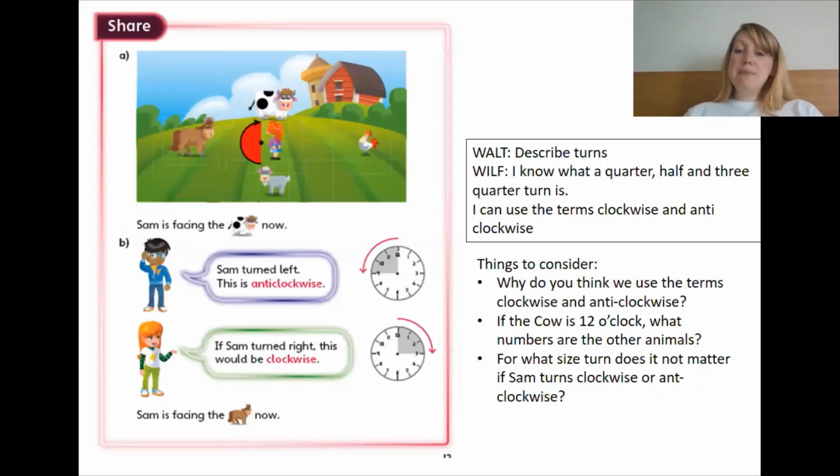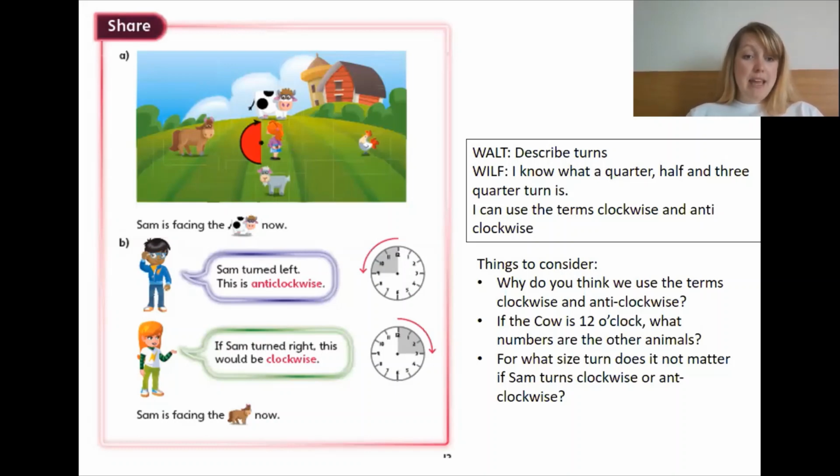So to be successful today, you're going to know what a 1/4, half and 3/4 turn is. And you're going to be able to use the terms clockwise and anti-clockwise instead of left and right turns. So of course here you can see that in question A, if Sam does a half turn, she will then be facing the cow. And because it's a half turn, it doesn't matter whether she turns clockwise or anti-clockwise or left or right.